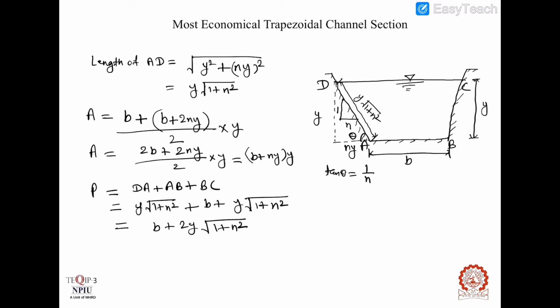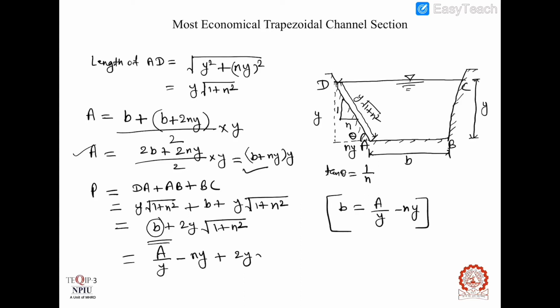Okay. Now let's substitute the value of b from this expression. Means from this expression we have to find the value of b and substitute here. So b from here is equal to A divided by y minus ny. So substitute the b value here: A divided by y minus ny plus 2y root over 1 plus n square. This is your P.